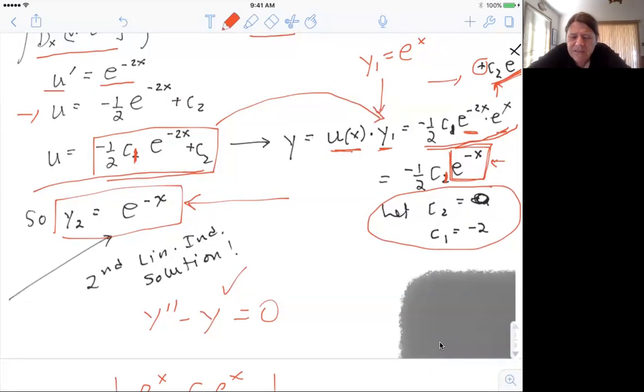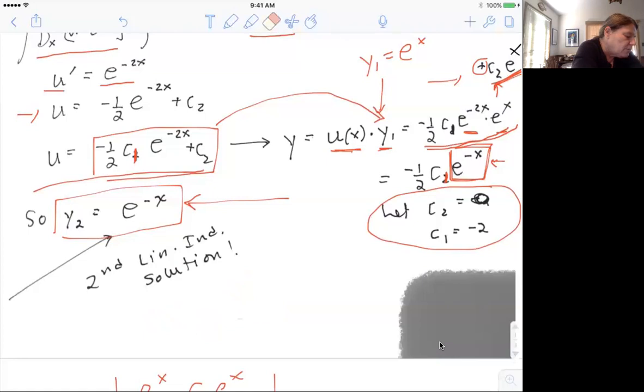Okay, it's getting kind of messy up there, but that's what it looks like. Let me do something here because it got so messy. I'm going to get rid of this and write down that step again. This was my u right here. And ultimately what I was trying to find was u times y1, u of x times y1.